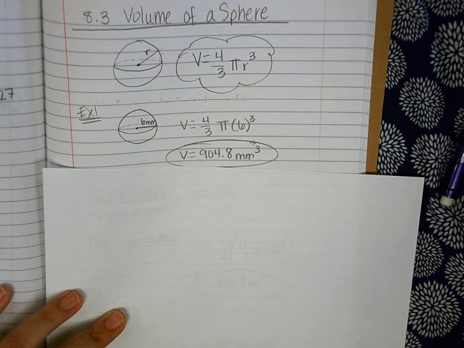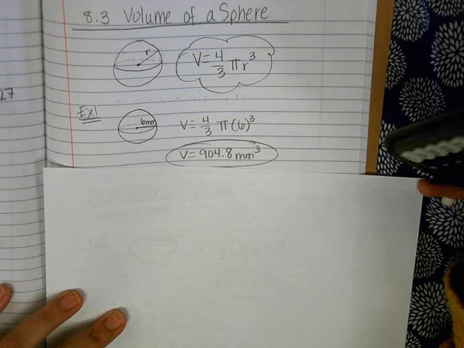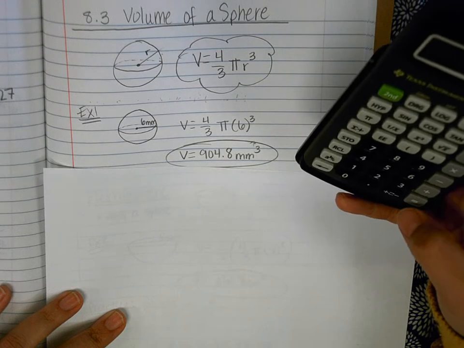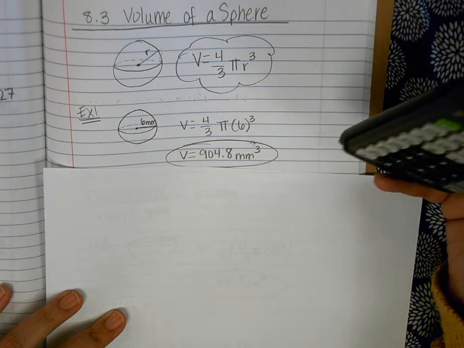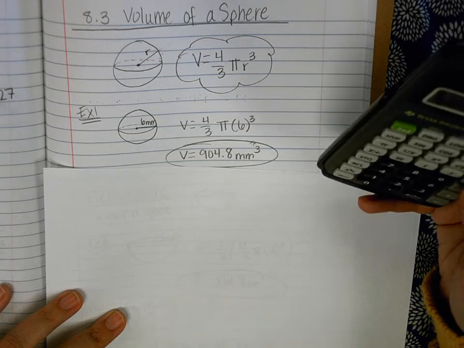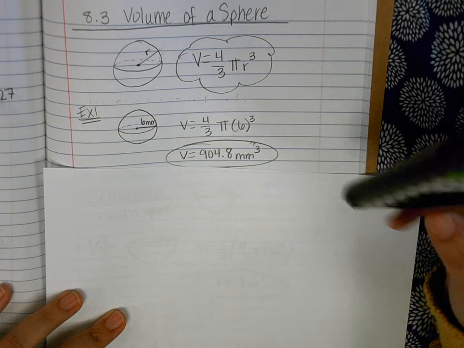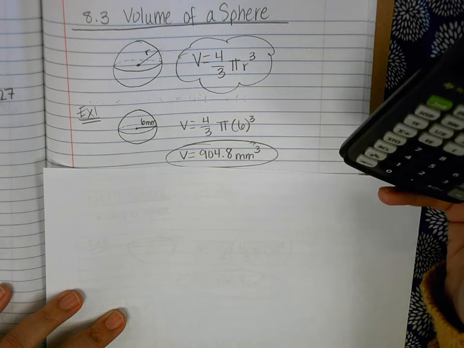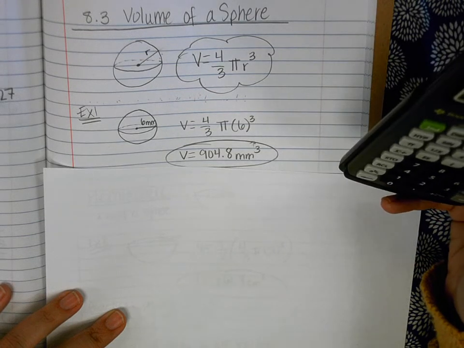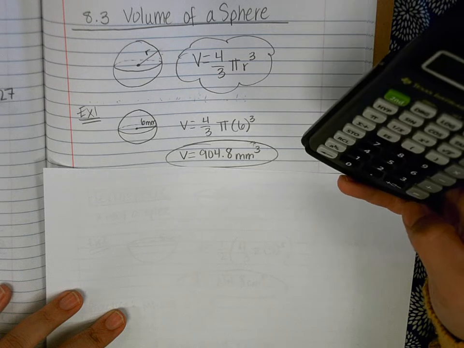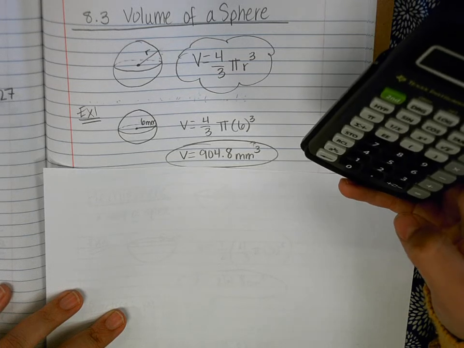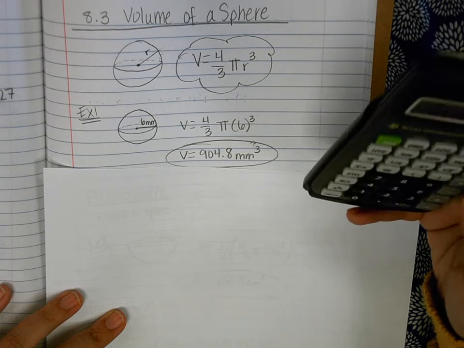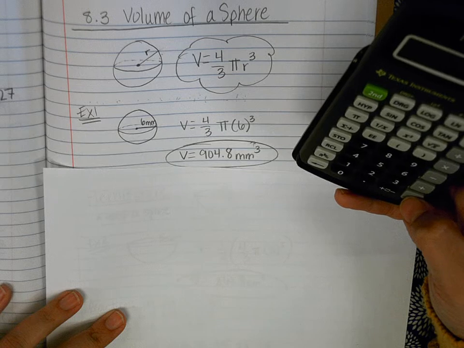Okay. So in your calculator, go 6 times 6 times 6, and then hit equals. Do you get 216? Then hit times pi equals. Should get like 678.5. Then hit times 4 and equals, 2714.3. Then divide by 3 equals.